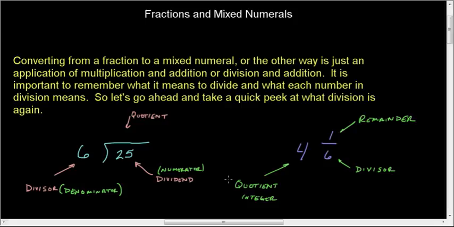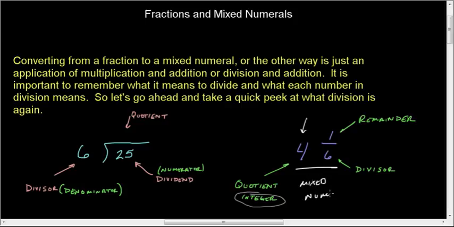So, with improper fractions, your denominator is your divisor, your numerator is your dividend. Now, when you're switching, your quotient becomes your mixed number. The second diagram shows you where everything goes. Your integer from your quotient becomes the integer in your mixed number. The whole thing, by the way, 4 1/6, is the mixed numeral.